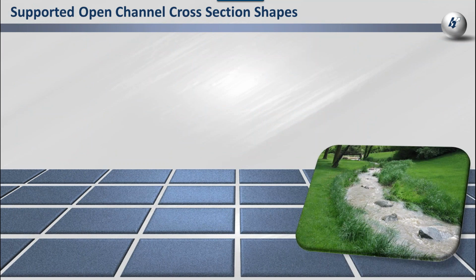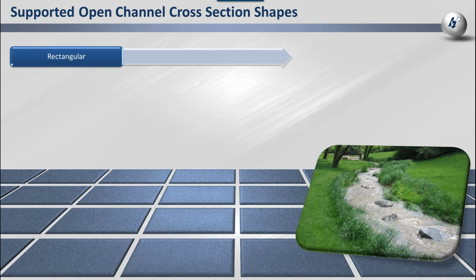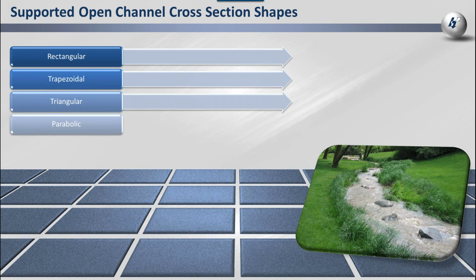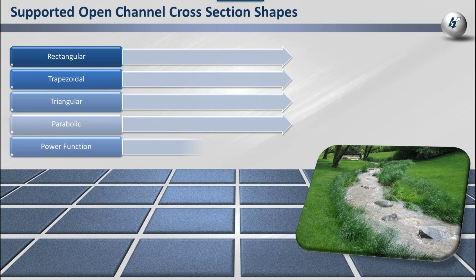Supported open channel cross-section shapes. Now these are derived from EPA SWMM. They are a rectangular channel, a trapezoidal, triangular, parabolic, power function, and again user defined, which needs to be HEC-RAS-like, okay?